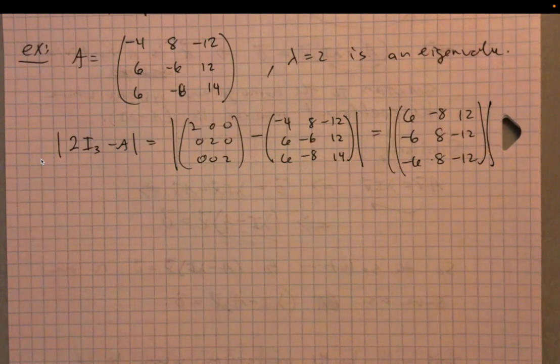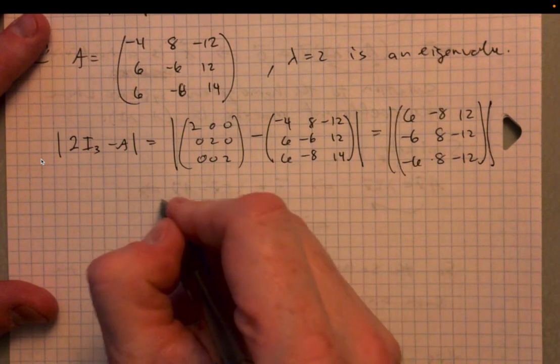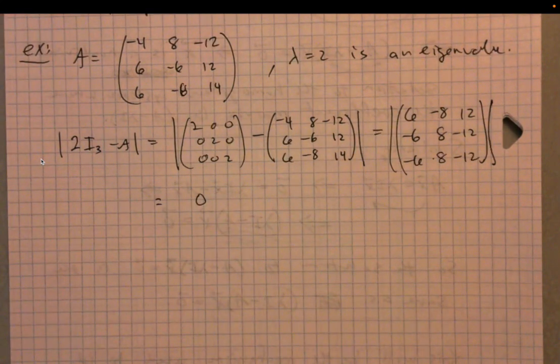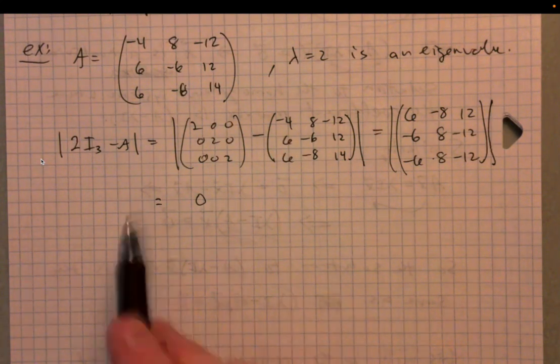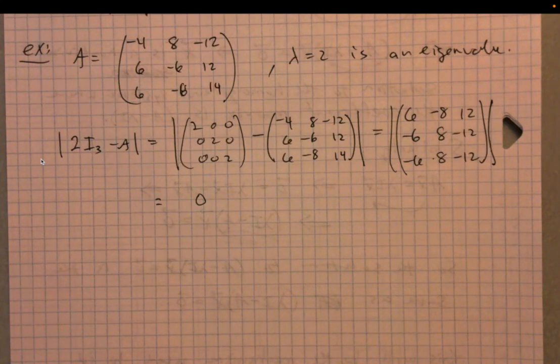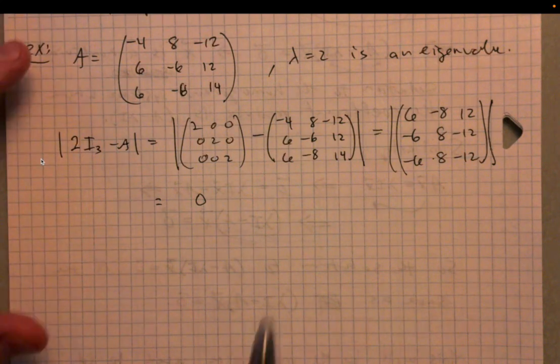Okay, so we've got this matrix, and we want to find the determinant of this. Now, what is the determinant? The determinant is equal to 0. We know that because 2 of the rows are identical. If you think back to when we talked about the determinant, you'll find that was the theorem: the determinant is equal to 0 if 2 of the rows are identical. And so this shows you that 2 is indeed an eigenvalue of this matrix.